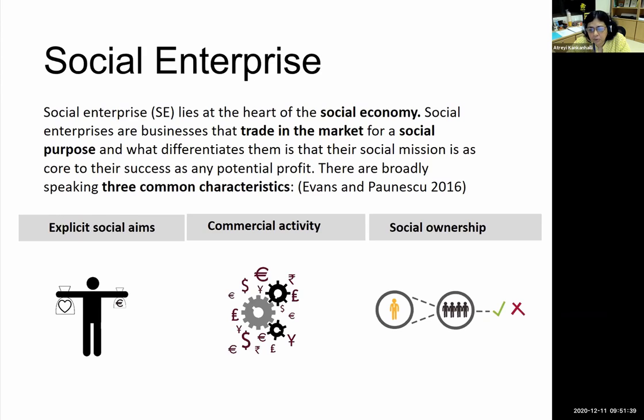And again, this is motivated by the fact that nonprofits and NGOs have found it difficult to sustain themselves based only on donations and handouts. The third aspect is social or community ownership and accountability. So there's typically a cooperative structure or management by voluntary trustees and so on. So this is the formal definition.